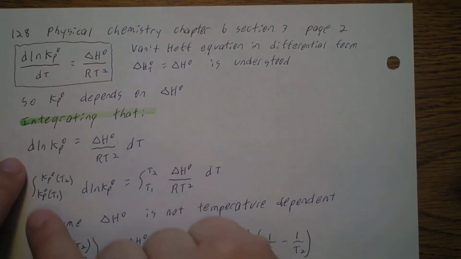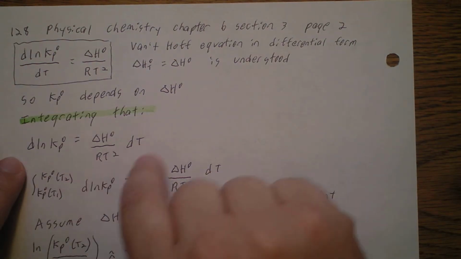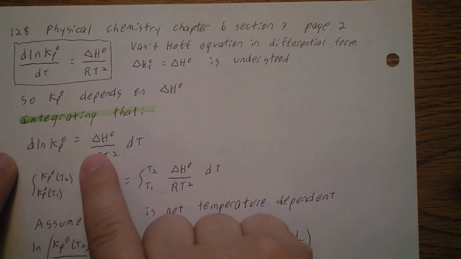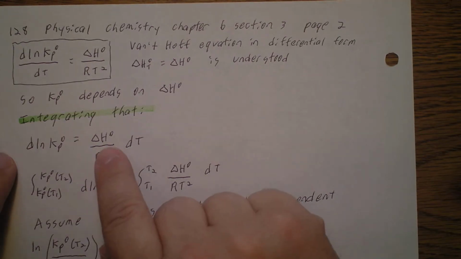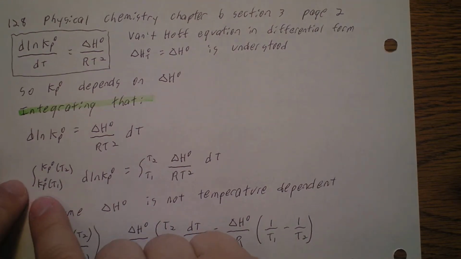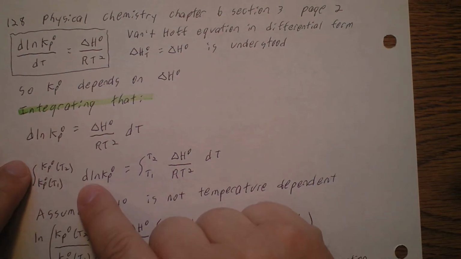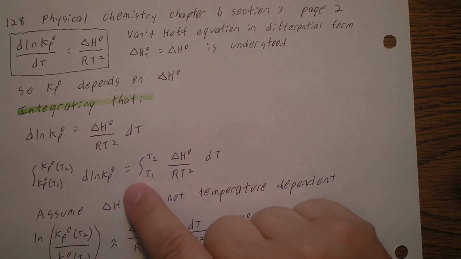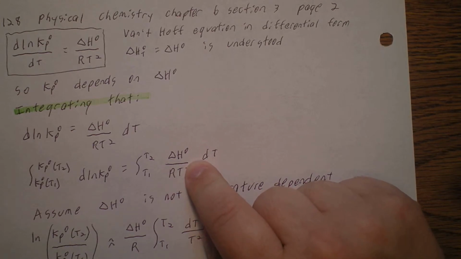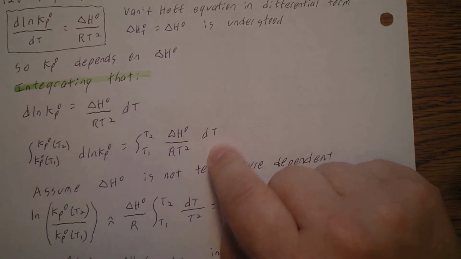So let's integrate that. First we're going to move dT over here so we have like variables. So we have the differential of the natural log of Kp0 is equal to the standard heat over RT squared dT. So integrating, we're going to integrate from Kp0 at temperature 1 to Kp0 at temperature 2 of the differential of the natural log of Kp0. That's going to be equal to the definite integral from temperature 1 to temperature 2 of the standard enthalpy of formation divided by RT squared with respect to temperature.